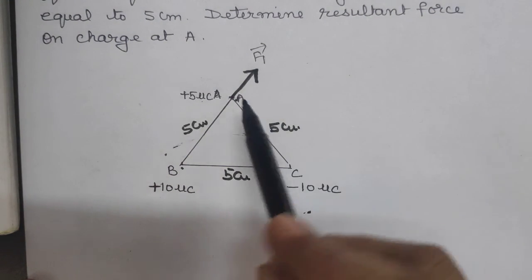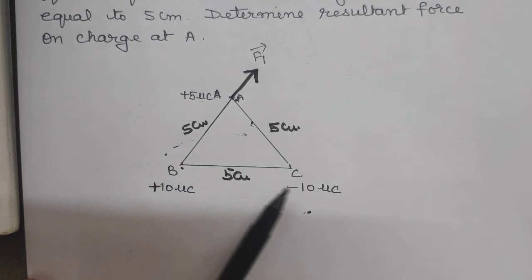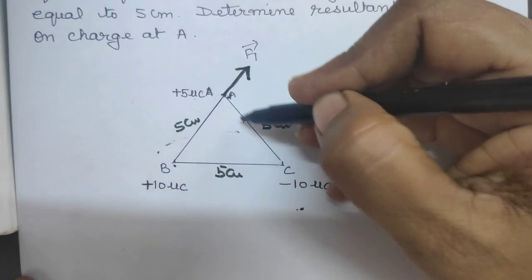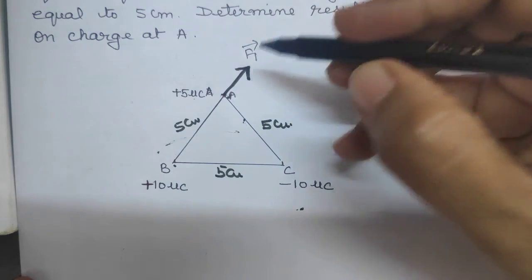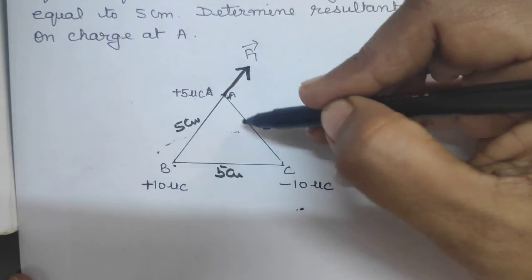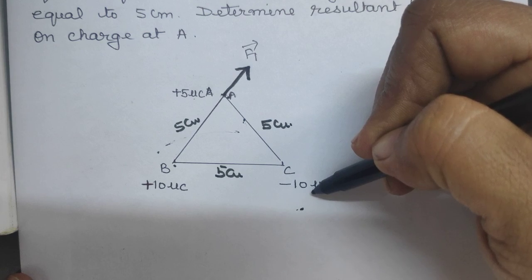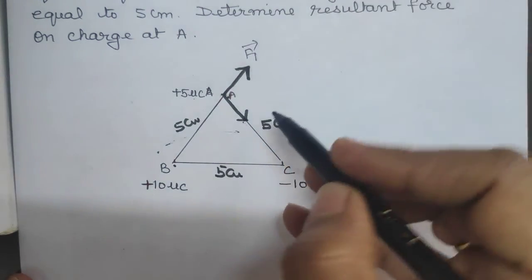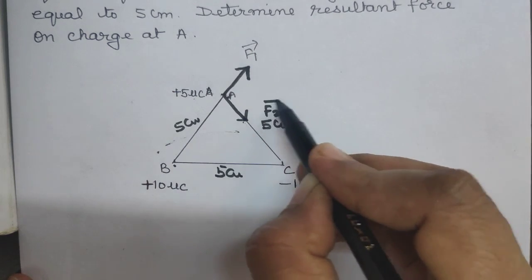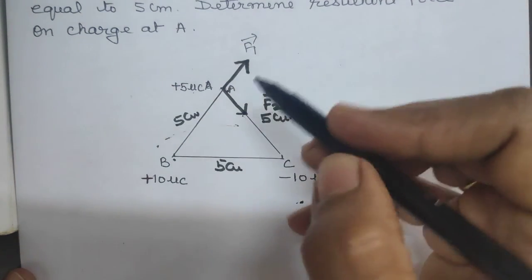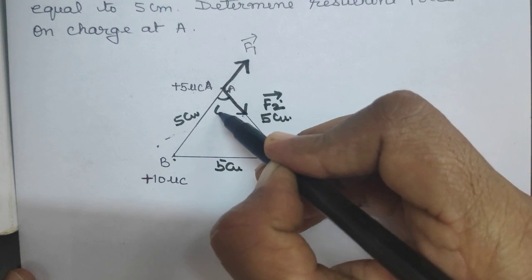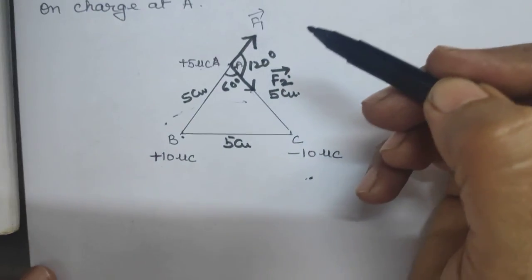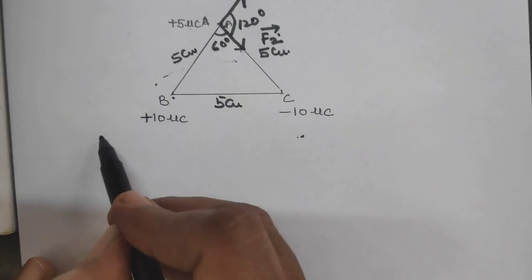Now plus 5 microcoulomb and minus 10 microcoulomb, the direction of force will be attractive, because 5 microcoulomb moves towards the minus 10 microcoulomb, so the direction of force will be this, F2. Now this angle is 60 degree and this angle is 120 degree. So first we calculate F1.